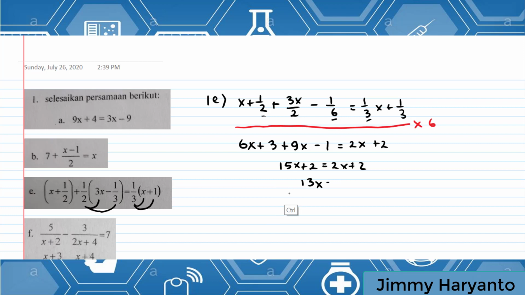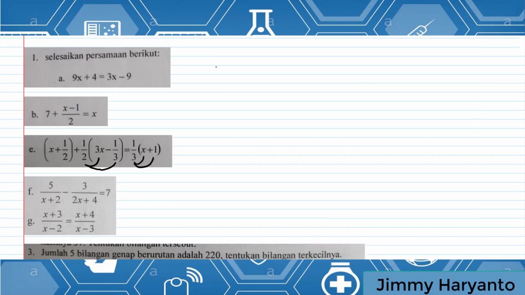How do I get 13x? Yes, 15x minus 2x. There you go. And then 2 minus 2. We have 13x equals to 0. x equals to 0 divided by 13, 0. So we have the solution. x equals to 0.